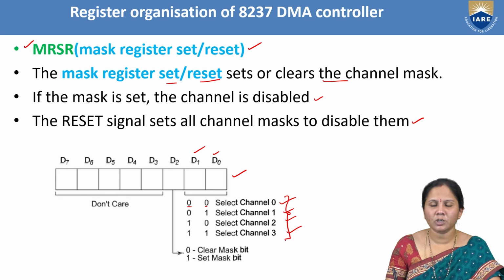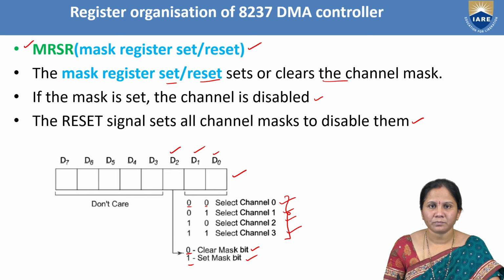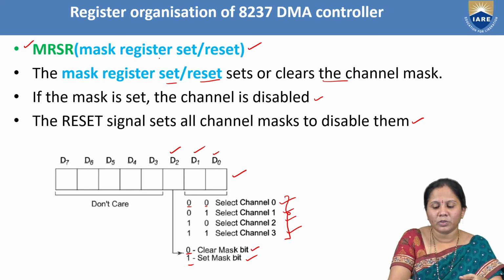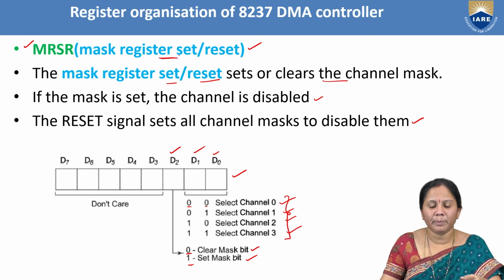So here channel selection will be done, but which channel should be masked will be decided by this D2 bit. If this D2 bit is 0, clear the mask bit. If this D2 bit is 1, set the mask bit. So setting the mask bit means that particular channel will be masked. It means the channel will be disabled. So this is the operation that will be performed by this mask register, set, reset.